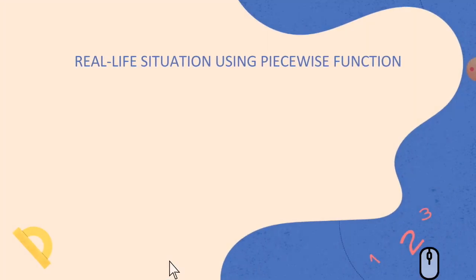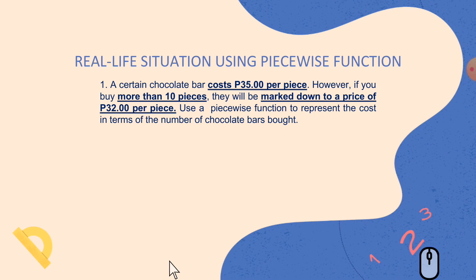Next, real-life situation using piecewise function. So, i-relate naman natin si piecewise function sa ating real-life situation. Okay, like for example, number 1. A certain chocolate bar costs 35 pesos per piece. So, bawat isang chocolate bar ay nagkakahalaga ng 35 pesos.